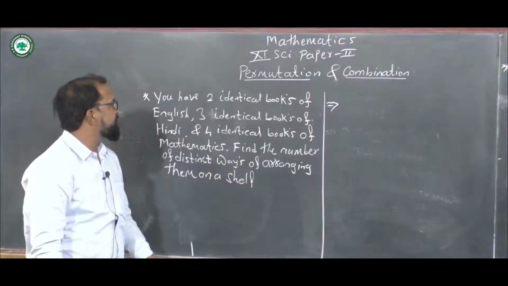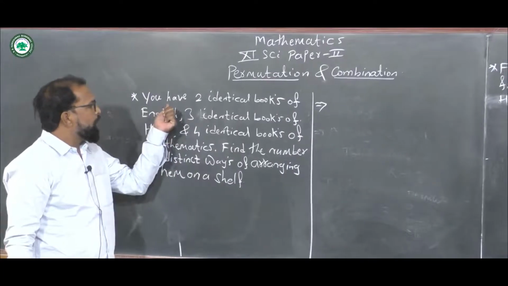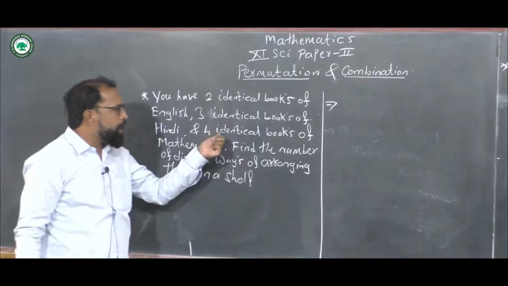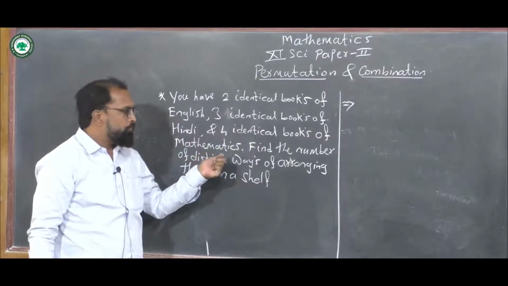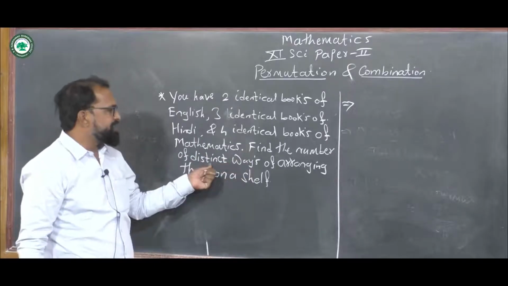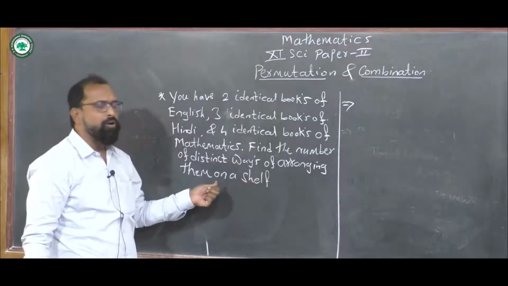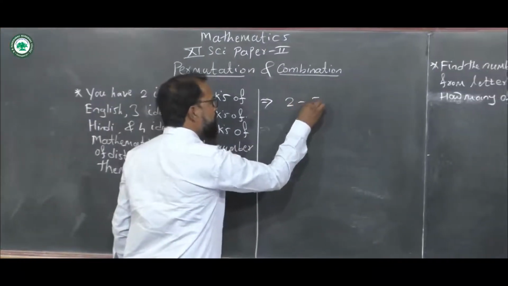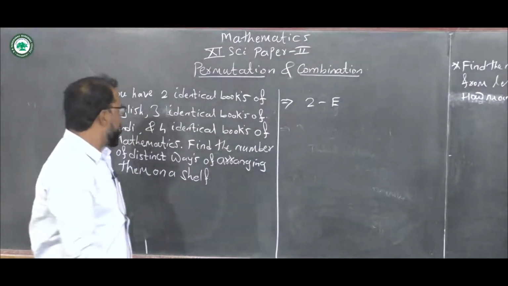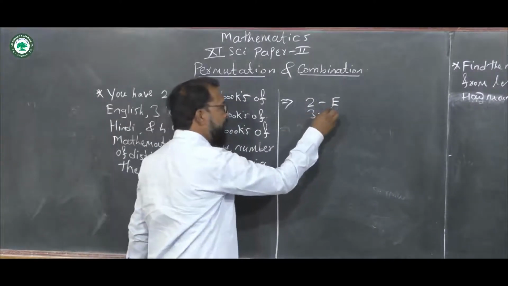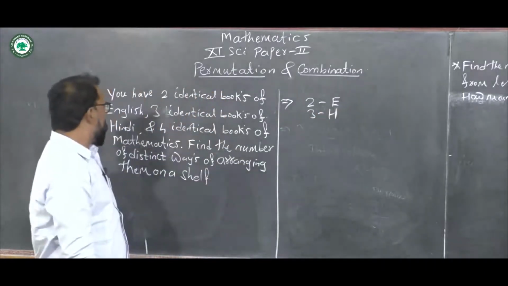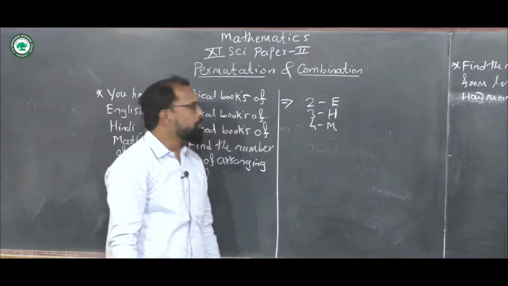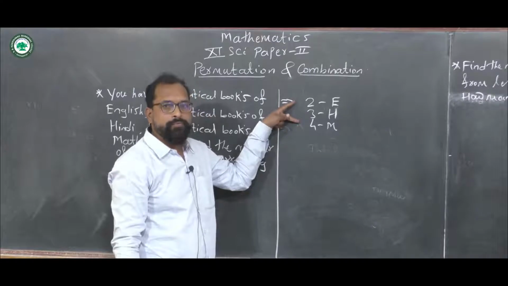Now see the next example. You have 2 identical books of English, 3 identical books of Hindi and 4 identical books of mathematics. Find the number of different or distinct ways of arranging them on a shelf. Now see here, there are 2 identical books of English, 3 identical books of Hindi and 4 identical books of mathematics, and we have to arrange these books on a shelf.